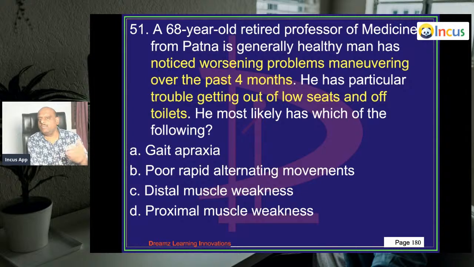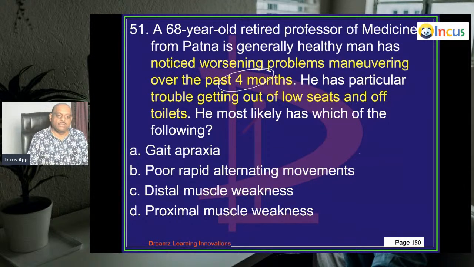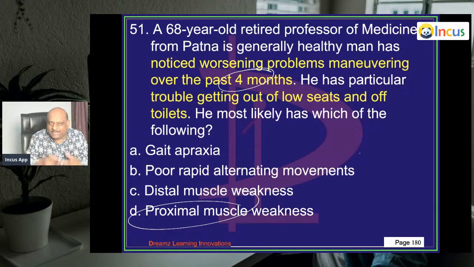A 68-year-old retired professor of medicine noticed worsening problems to maneuver. He has a particular trouble getting out of the squatting position. That means proximal muscle weakness. With proximal muscle weakness, in an Indian toilet, it is difficult to get up from the squatting position. Thighs, buttocks, they become weak.